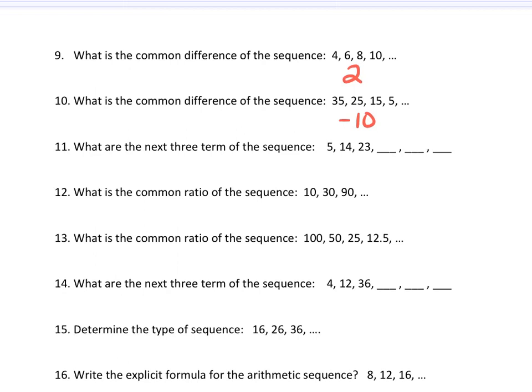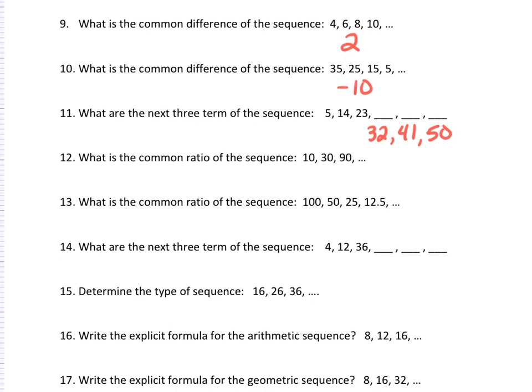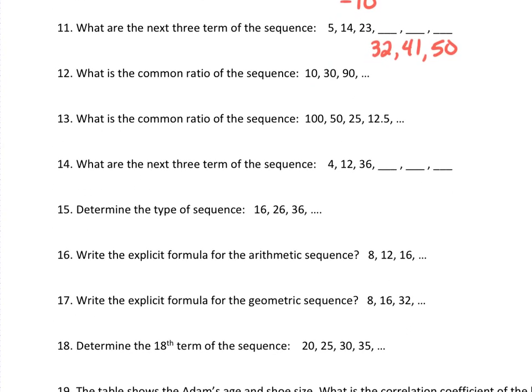On number 11, what are the next 3 terms? Well, if I look, it appears to be adding 9 every time, so the next 3 terms would be 32, and if I add 9, 41, and if I add 9, I get 50. Number 12, what is the common ratio of this sequence? It appears that they are multiplying by 3 every time, so all I'd have to do is say the common ratio is they're multiplying by 3.